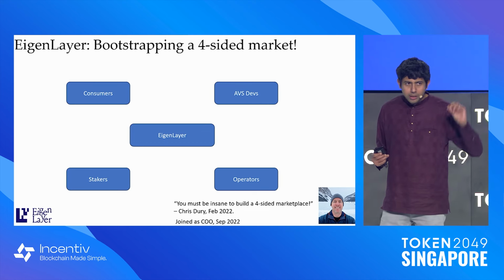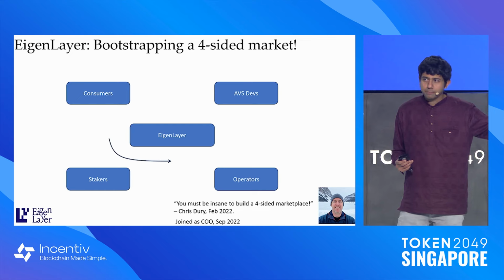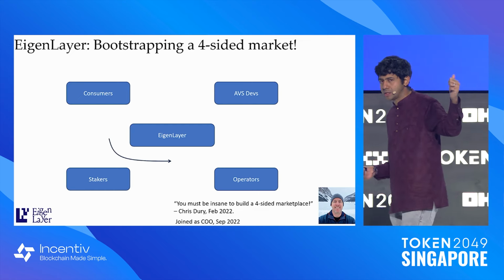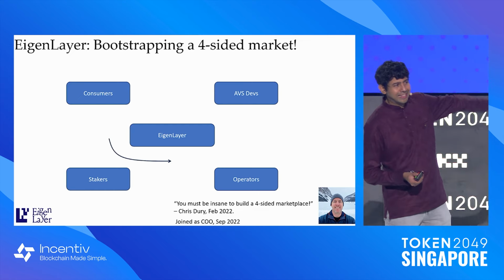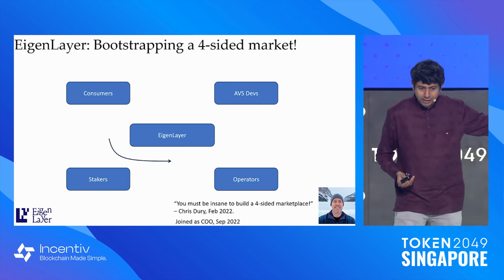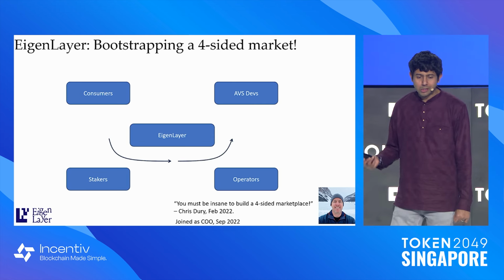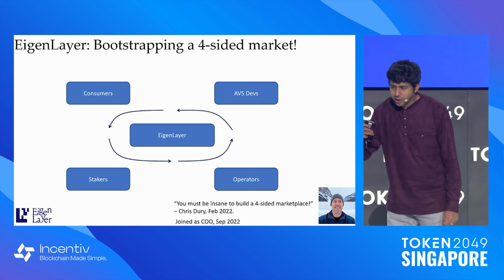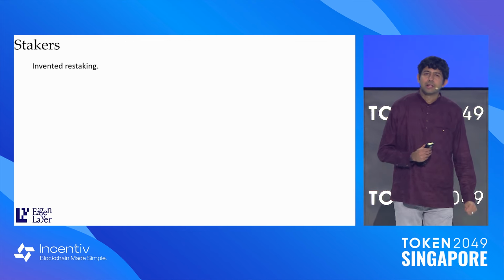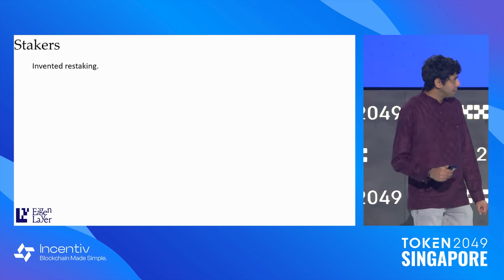The way we do it is to go one side at a time. We started on mainnet last year, June 2023, with staking. Then we opened up to operators in November last year on testnet and April this year on mainnet. AVSs went live earlier this year, and consumers are starting to use it. I'm going to explain today what we're doing on each of these sides, so you know what we're building.